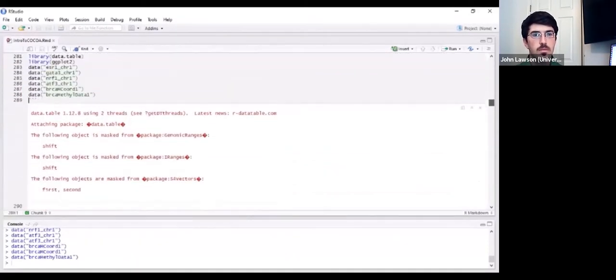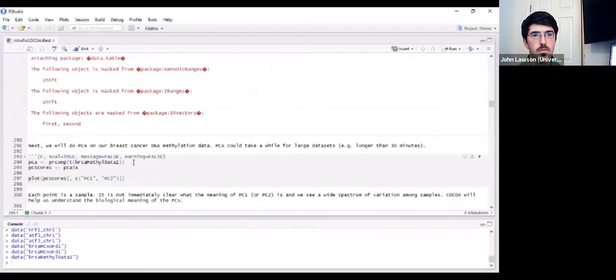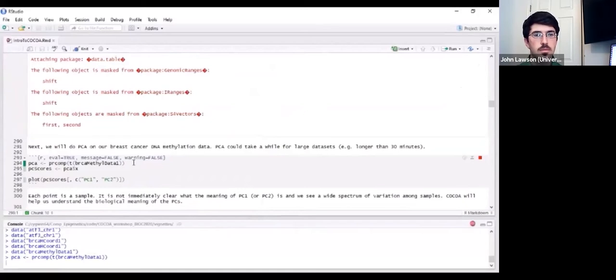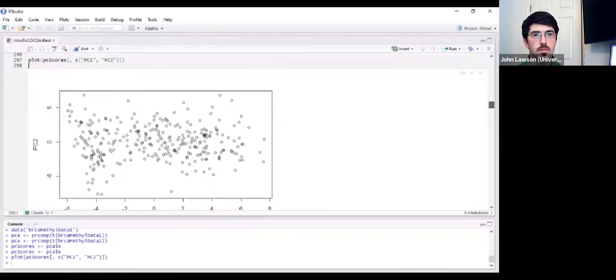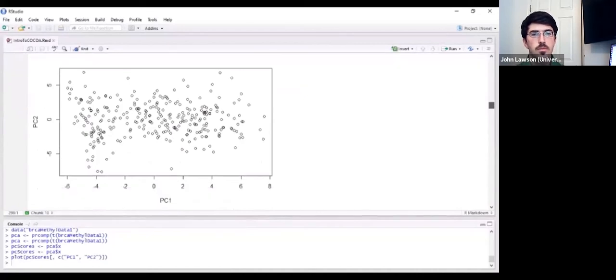but now we're just going to do a simple PCA of the DNA methylation data. And so let's take a look at the PCA plot. Okay, so here we have just a simple PCA plot, each point being a sample. And we don't necessarily see obvious clusters. Maybe there's a cluster on the left and maybe a cluster on the right, but it's not completely clear.